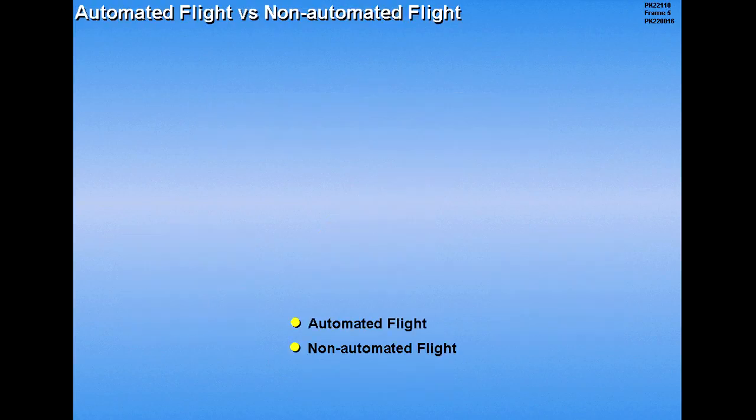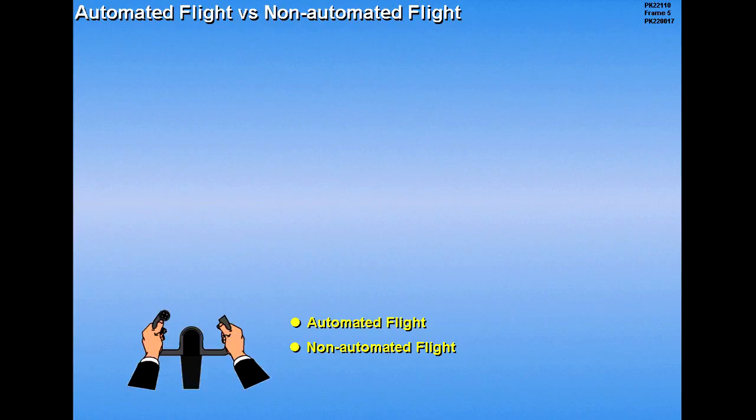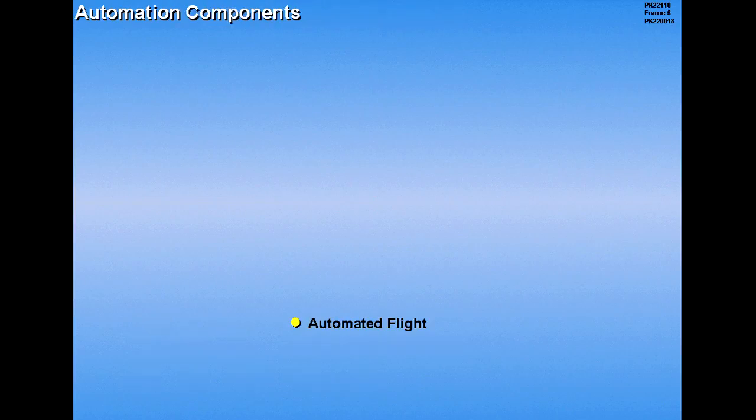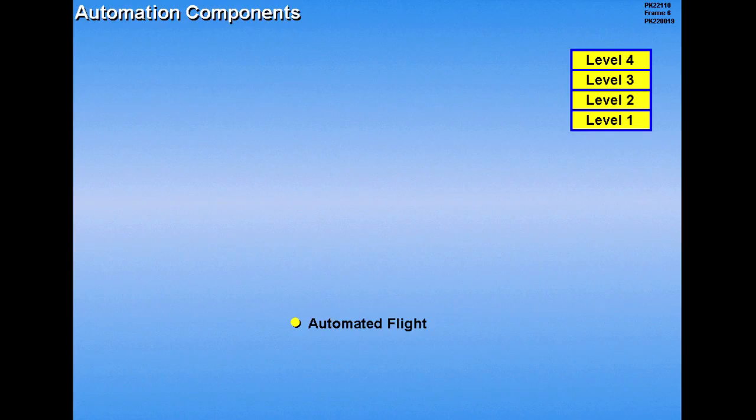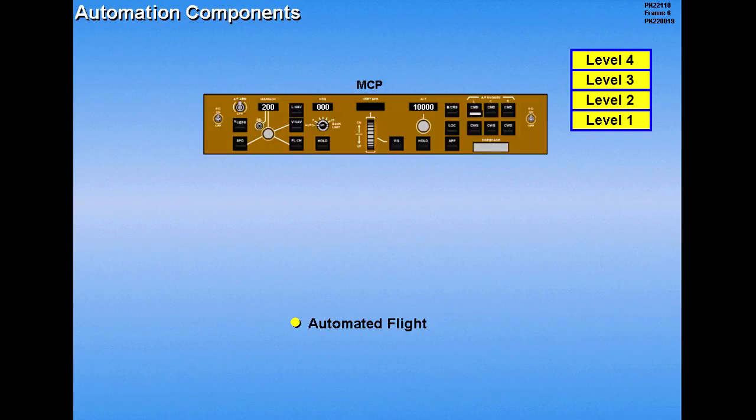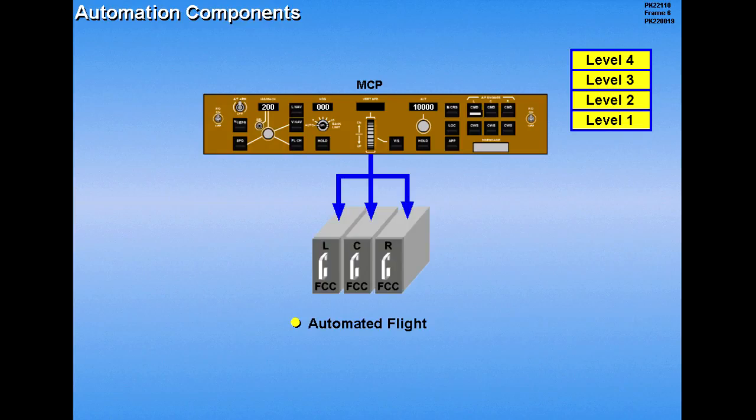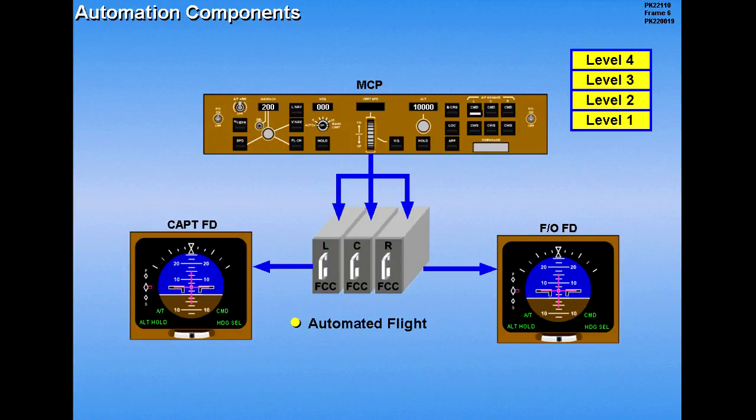Normal in-flight operations can be described as either automated or non-automated. Non-automated flight is defined as hand flying without use of the flight directors. Automated flight consists of 4 levels. During normal operations, all 4 automation levels require use of the mode control panel, FCCs, and flight directors.